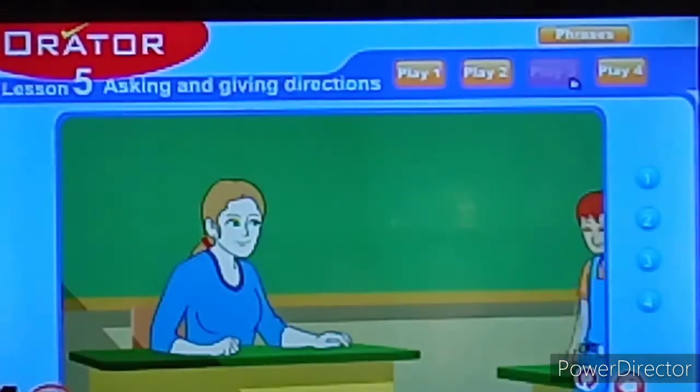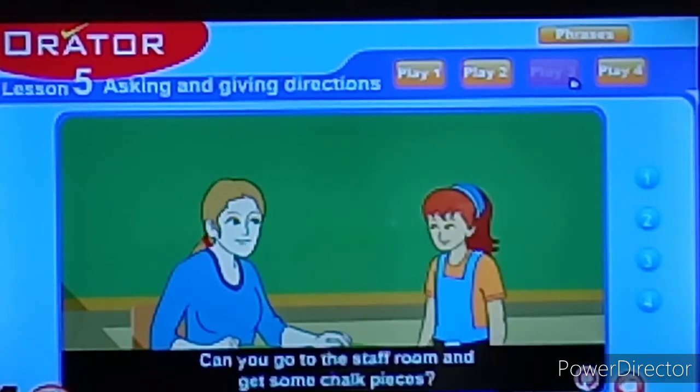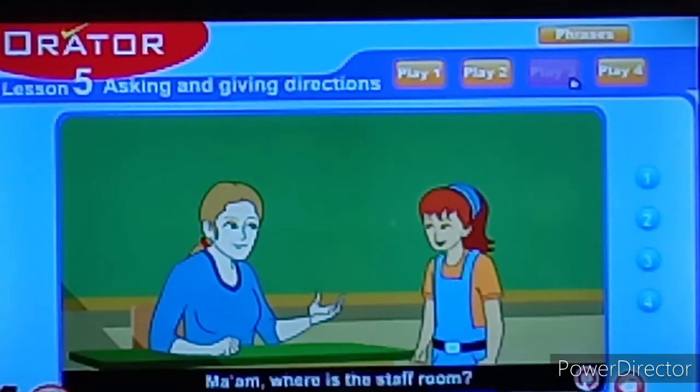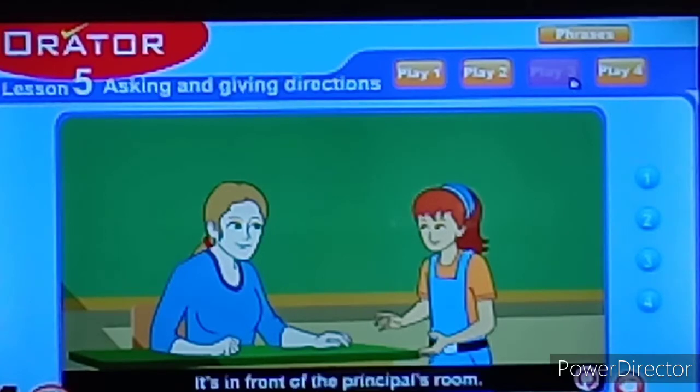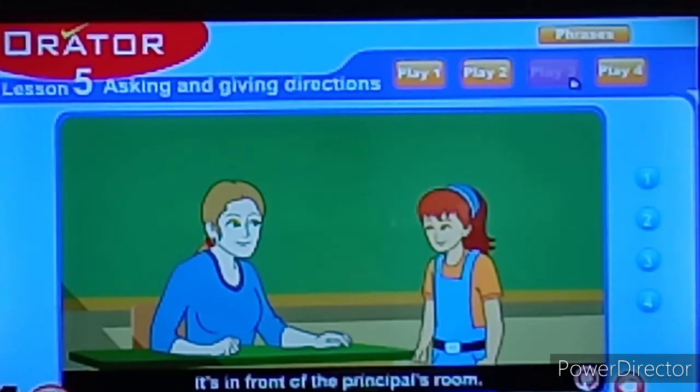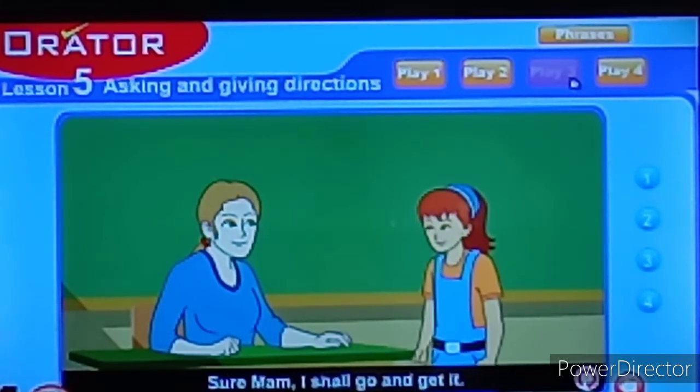Can we go to the staff room and get some chalk pieces? Ma'am, where is the staff room? It's in front of the principal's room. Sure, ma'am, I shall go and get it.